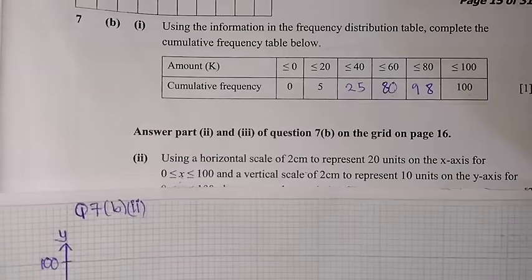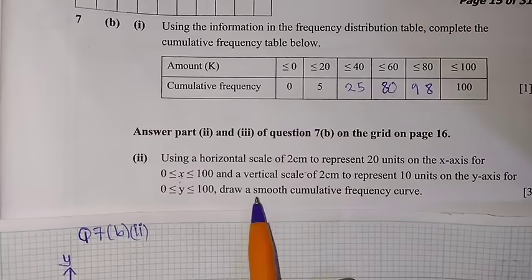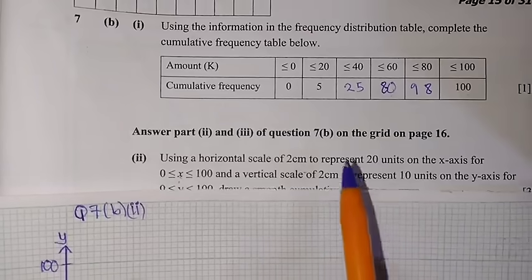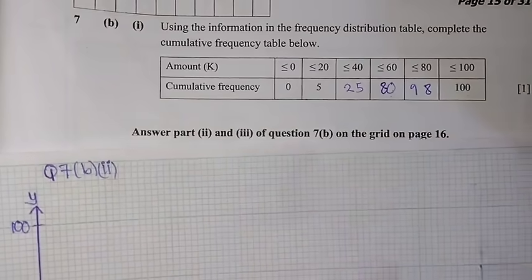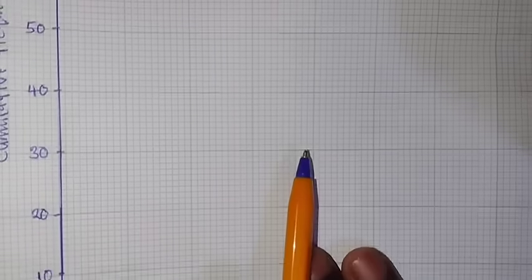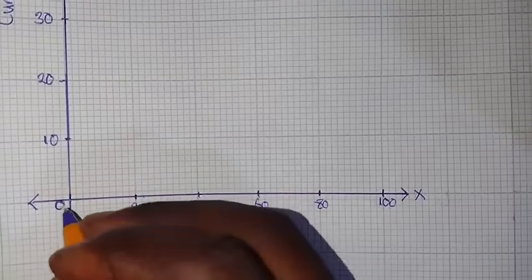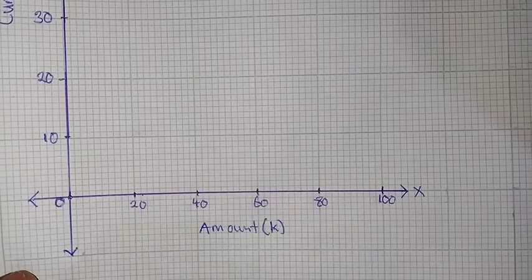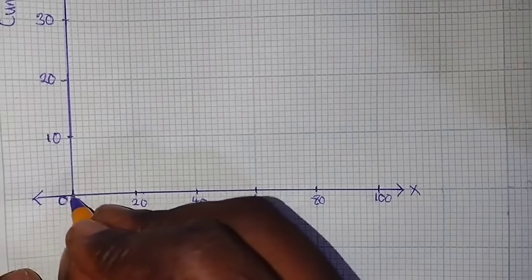Because they have asked us to draw a smooth cumulative frequency curve, the way you are going to draw this, you follow what is here. You start from 0, 0. You go on 0, 0, you put a mark. So where is our 0, 0? This is where our 0, 0 is. I've put a mark, this dot here.